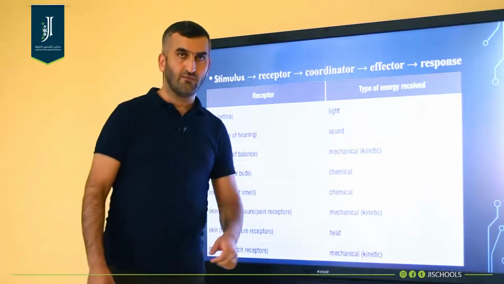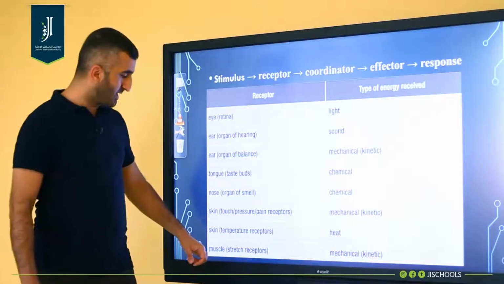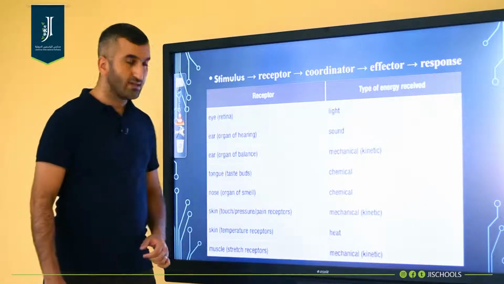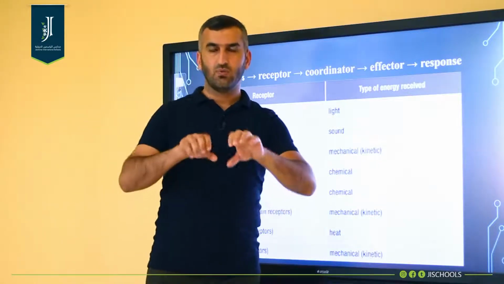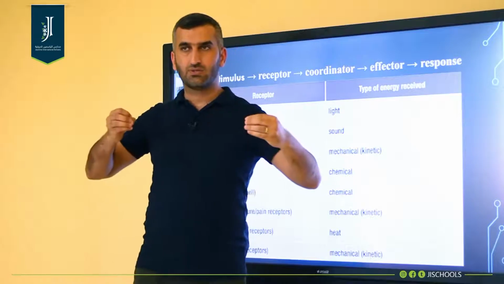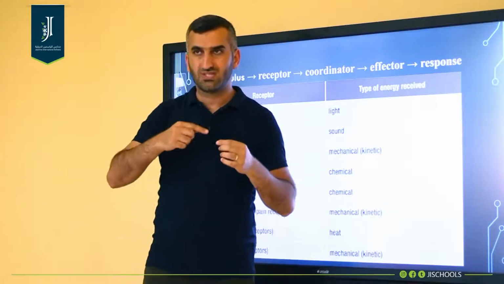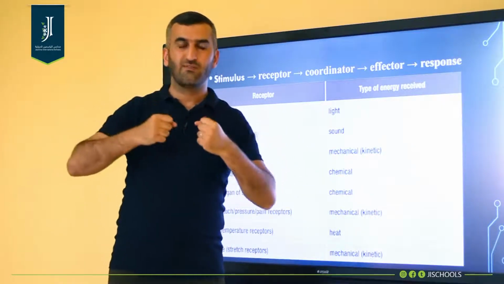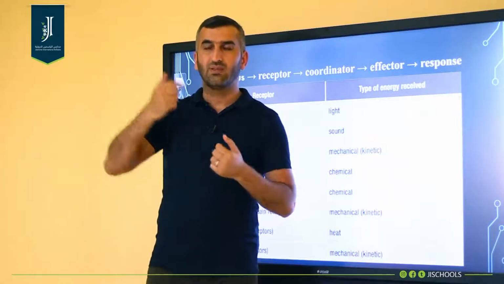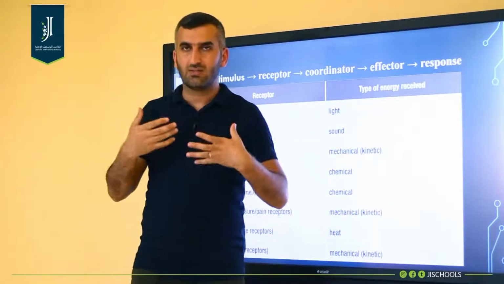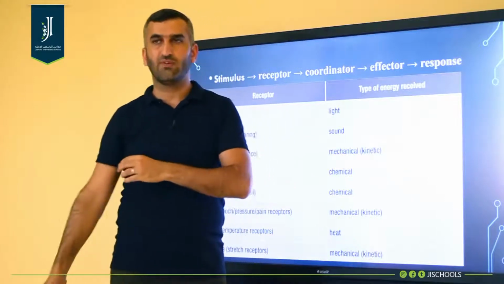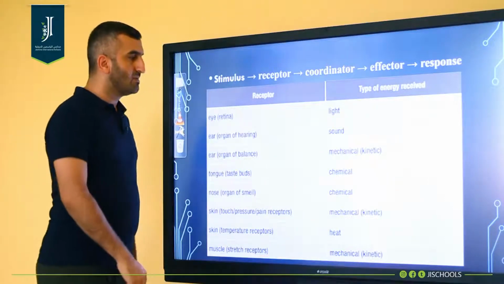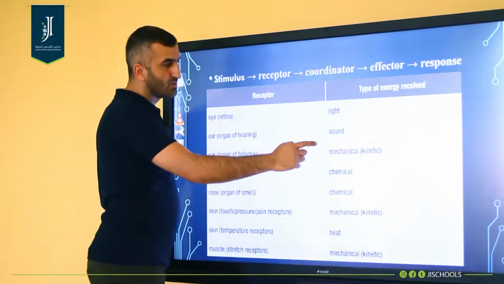At the end, we have another type of receptor inside the muscle. These are stretch receptors. When the muscle is being stretched, the stretch receptor gives information to the brain that the muscle is being stretched, so that the brain will send a signal back to the muscle to contract, to prevent damage to the muscle after the stretch.